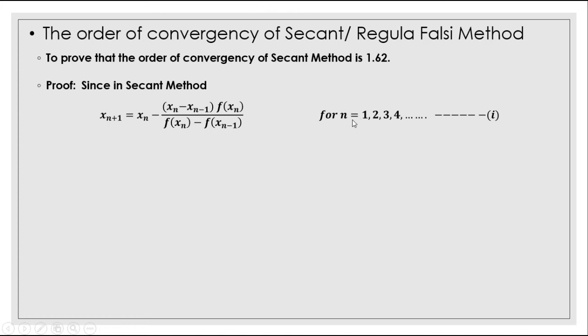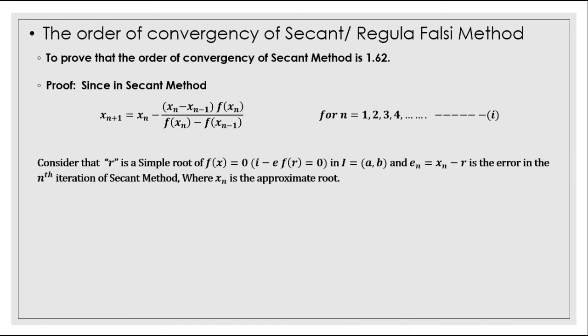We are starting n from 1 because our initial guesses in this scheme are x0 and x1. If we start from n equal to 0, by substituting n equal to 0 we will get x1, so we already have the x1 value. So here we will start with n equal to 1. For n equal to 1, you will get x2, and for n equal to 2, you will get the x3 value, and so on.